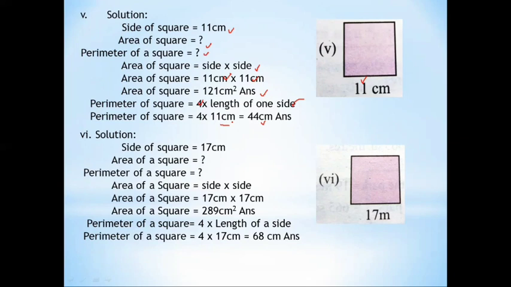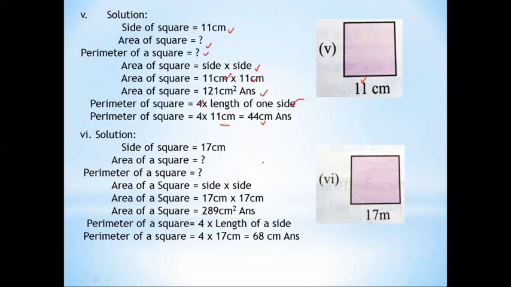By the same pattern, dear students, the perimeter of the square is equal to 4 times the length of one side of a square. 4 multiplied by its value 11 centimeters. That comes out 44 centimeters. Dear students, in the same way, I have question number 6.